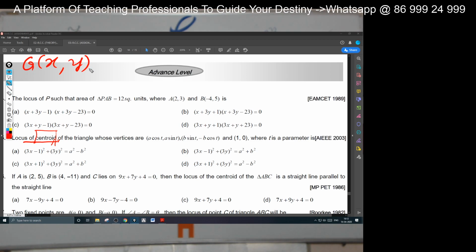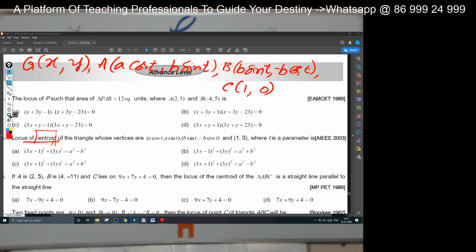G(x, y), and the points are given to be A(a cos t, b sin t), B(b sin t minus b cos t), and C(1, 0). Now you have to find out the locus of the centroid of the triangle. In the options you can see clearly, there is no t term. t is a parameter here.